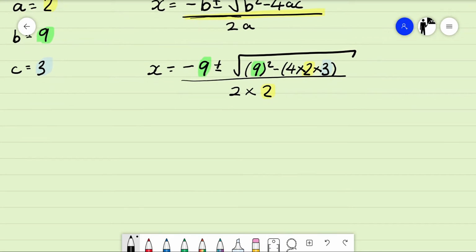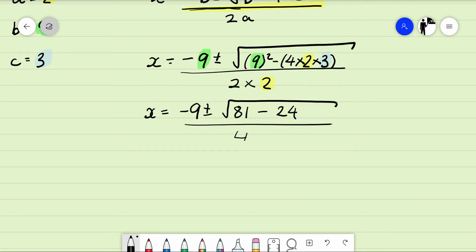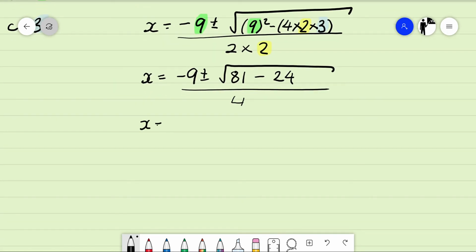What we're going to do now is we're just going to simplify this square root as much as we can. That's going to become minus 9 plus or minus the square root of 81 minus 24 over 2 times 2, which is 4. Remember, the full thing is over 4. That's going to become minus 9 plus or minus the square root of 57 over 4.